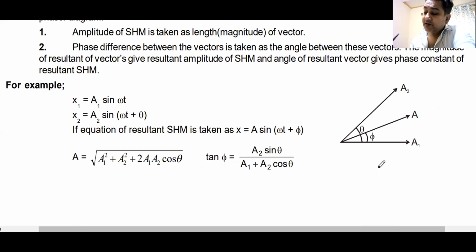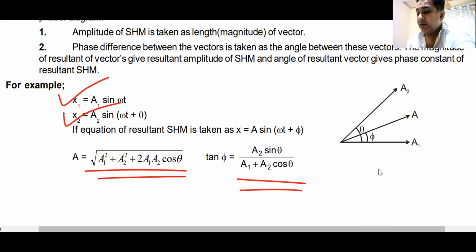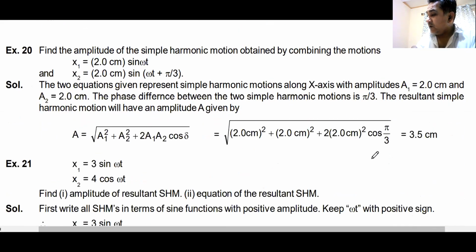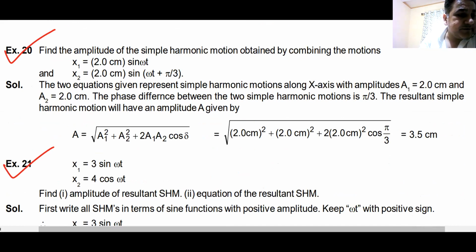See, that is what I was telling you. X1 is A1 sine omega t, X2 is A2 sine omega t plus phi. This is how you add them by phasors. So now we'll do one question on this category. Example number 20 and example number 21. I'm waiting for example number 20. Please solve example number 20.